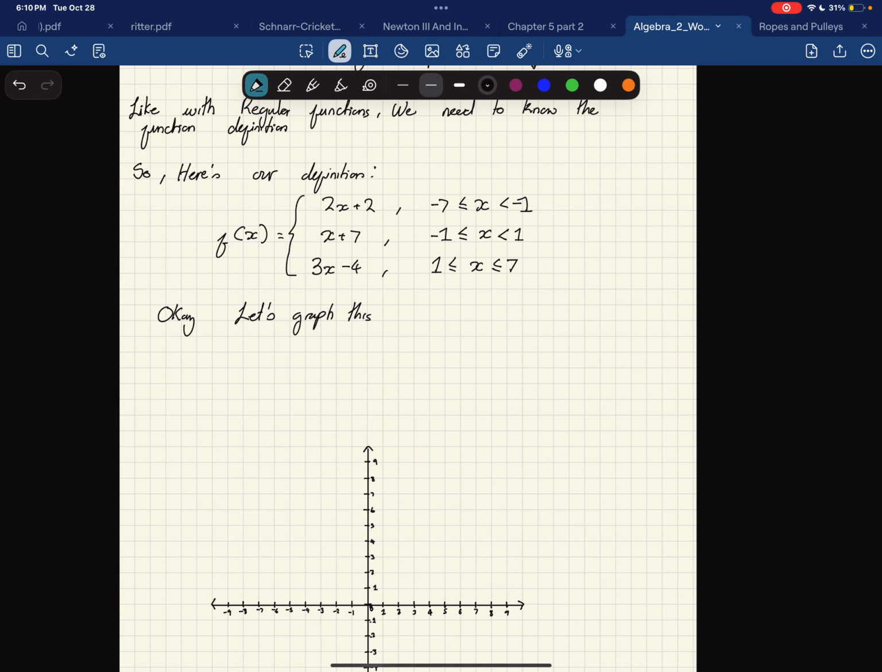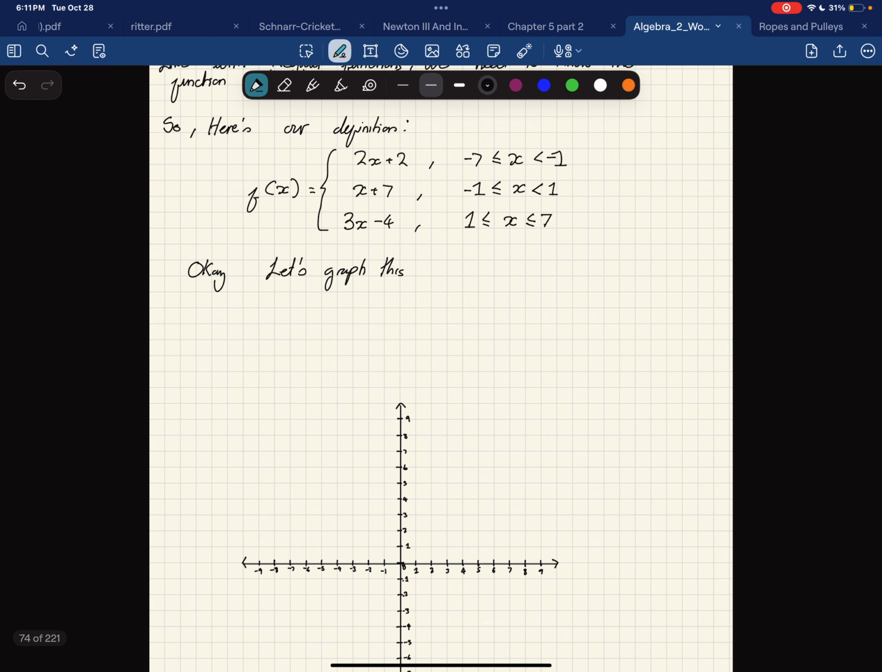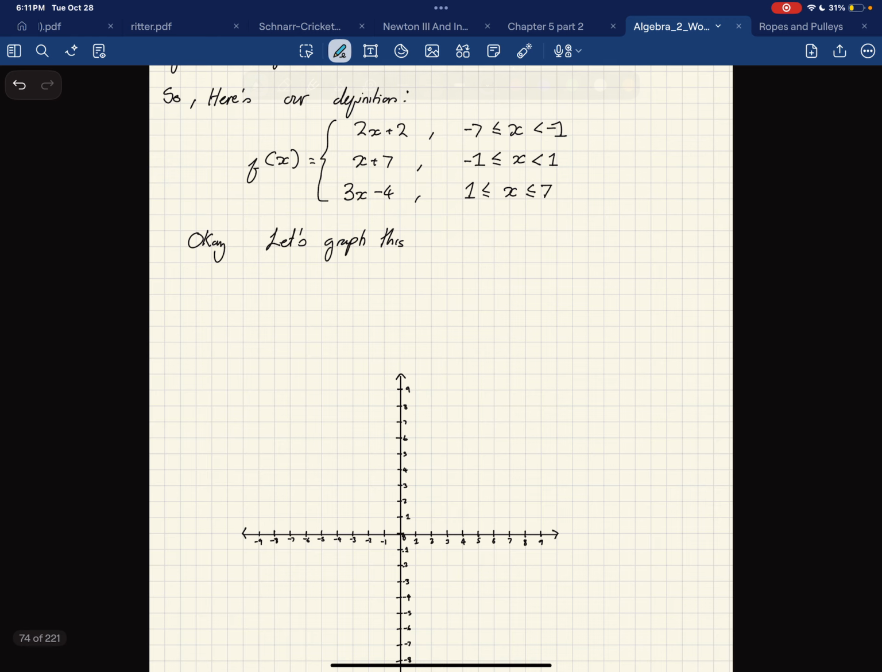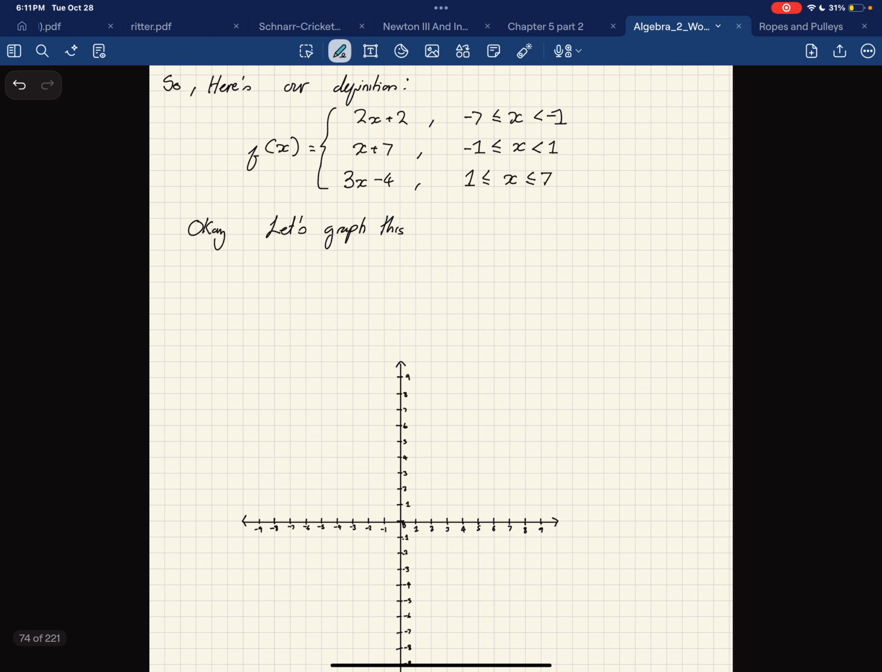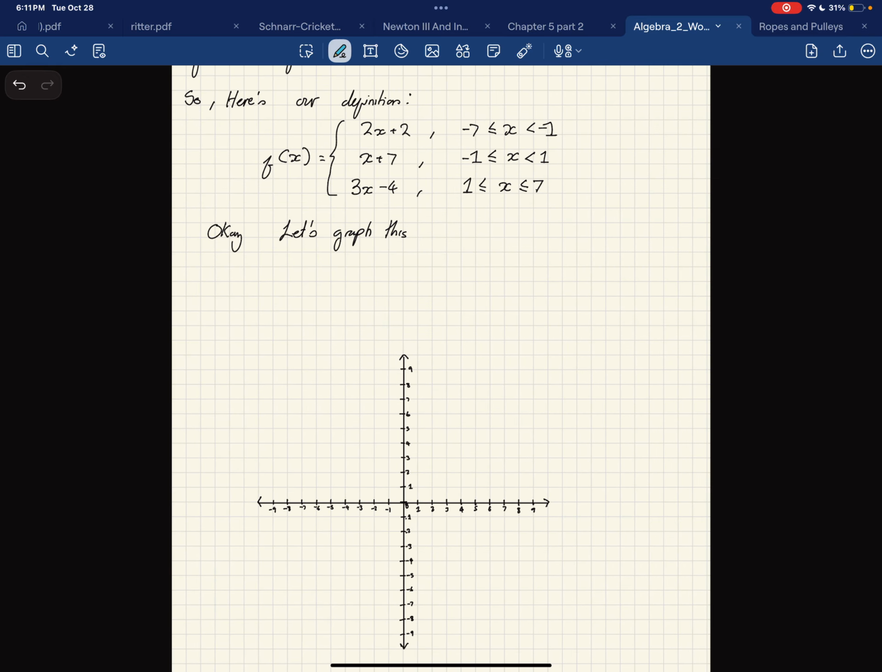This is our function. All right, let's graph it. Now the easiest way to graph a piecewise function is to graph the endpoints. All right, the endpoints of the region. So I'm going to use different colors for different regions. Okay, so if I have this, let's start with this guy here. All right, I know my function from -7 to -1 follows this function.